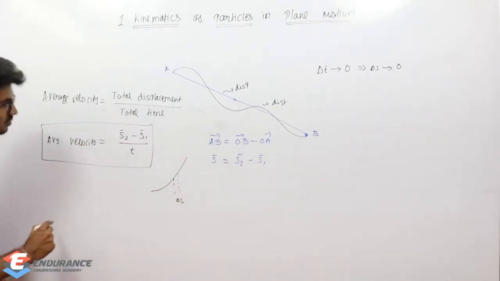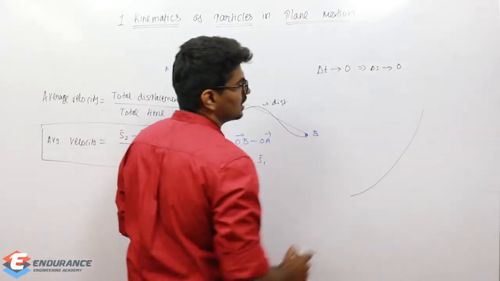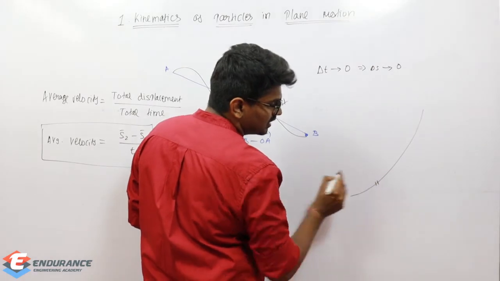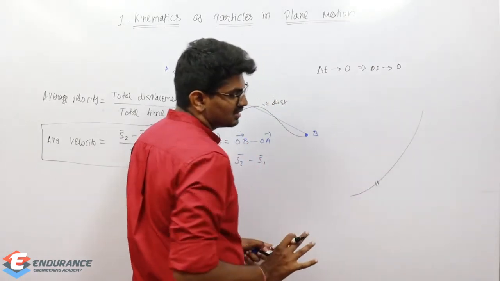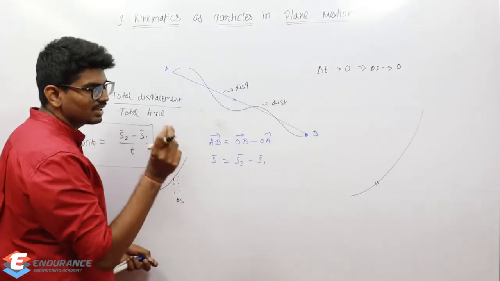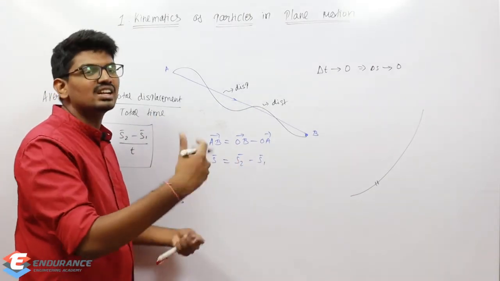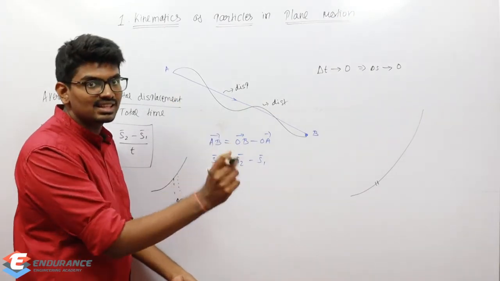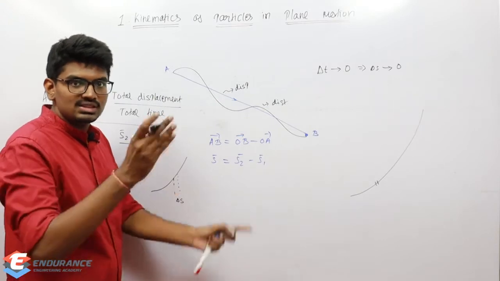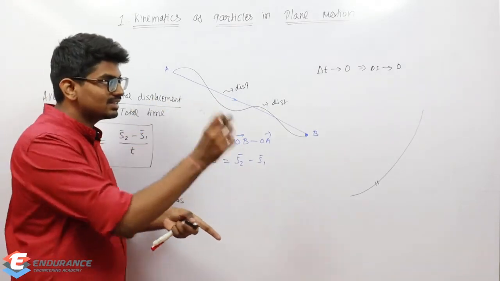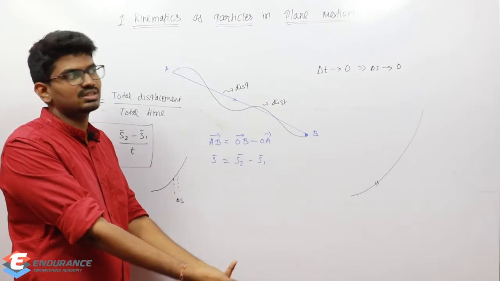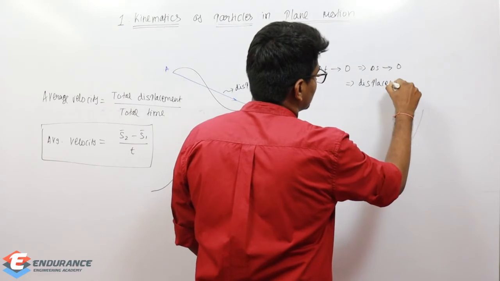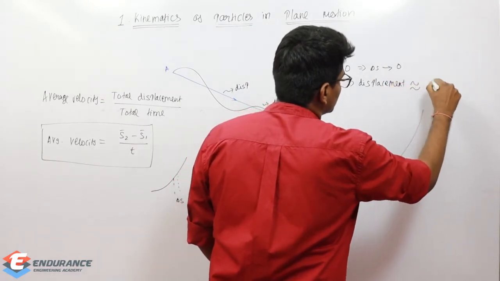Even if you take a curve, I will show you again, if the distance is very small, then it will look like a straight line only. So if delta t is tending to 0, delta s will also be tending to 0. If delta s is very small, then displacement and distance will be almost the same, because displacement will be a straight line, and since delta s is small, distance is also a straight line. So displacement is approximately equal to distance.